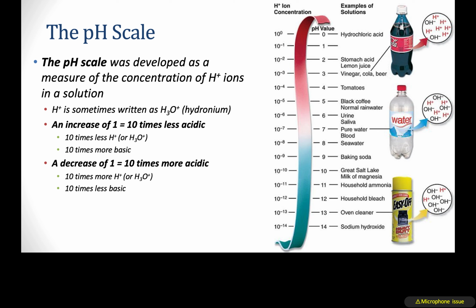I would recommend pausing here because this is super important. This is crucial to understand for the pH scale. Make sure you have it straight because it's easy to flip it around. Every step is 10 times. If you're getting smaller on the pH scale, you're getting more acidic, and if you're getting larger on the pH scale, you're getting less acidic. But there are different ways to say that. More acidic, you could also say there's more H+. You could also say less basic. Make sure you have those straightened out before you move on.